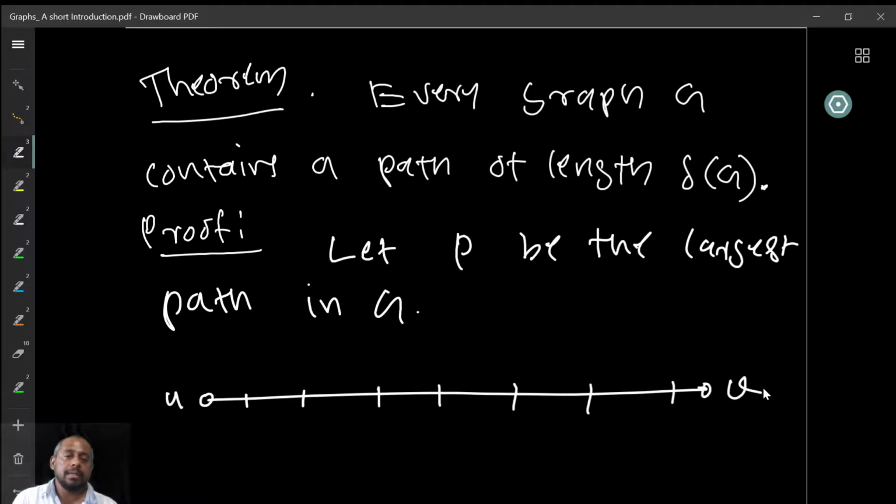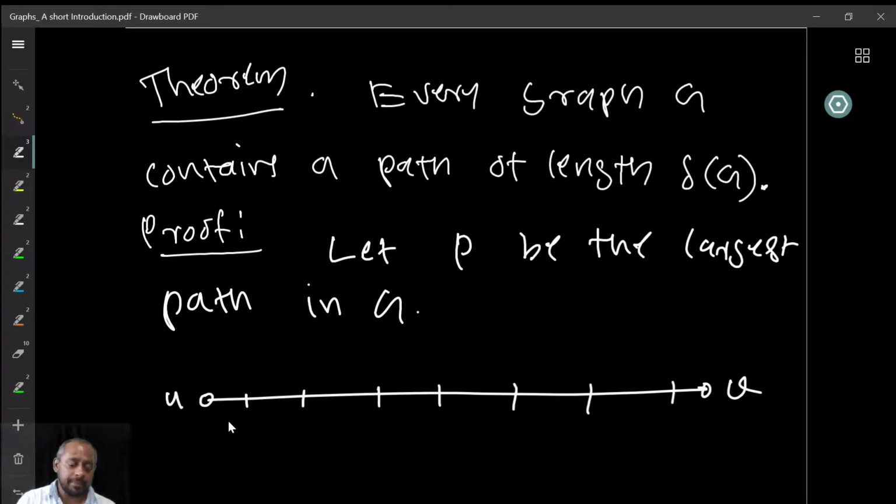Given that this is the longest path, I look at the vertex U. Now if delta is 0, of course, we are saying that there is a path of length 0, which is a single vertex. And if delta is at least 1, then the graph has at least one edge, so you will have a non-zero degree, and that edge is a path of length 1. So that is okay. Now let us assume that delta is larger than 1.